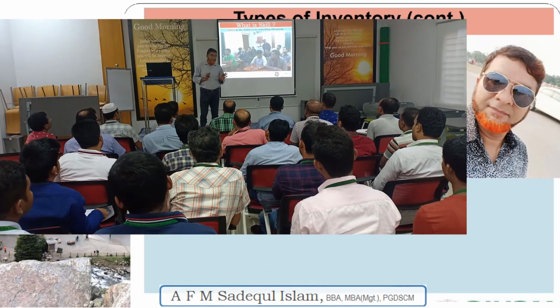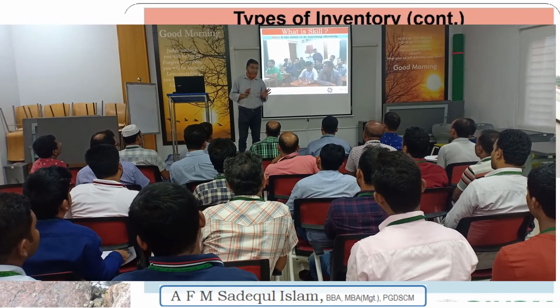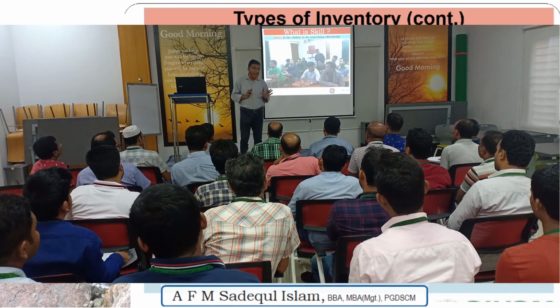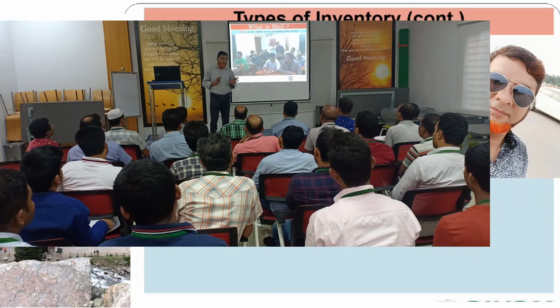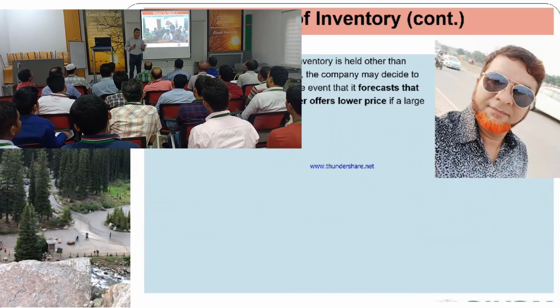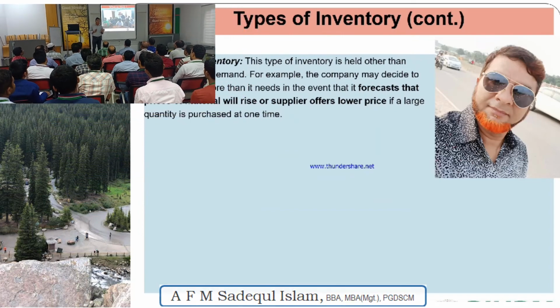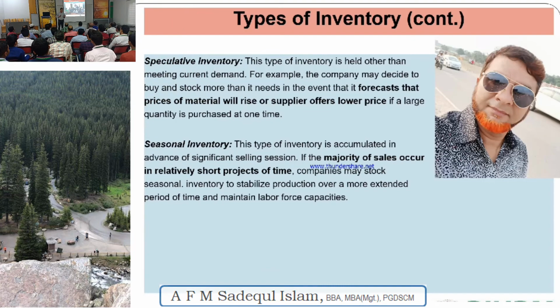Speculative inventory. This type of inventory is held other than meeting current demand. For example, the company may decide to buy and stock more than it needs if it forecasts that the price of materials will be raised, or a supplier offers a lower price for a large quantity purchased at one time. Seasonal inventory. This type of inventory is accumulated in advance of a significant selling season.